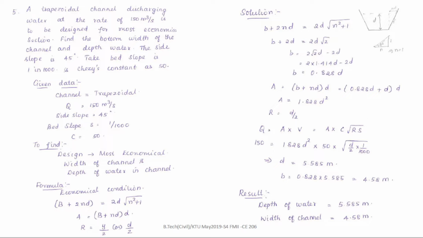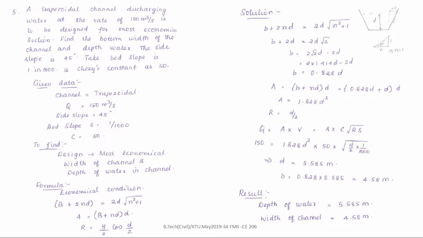So what is the given data? The channel is a trapezoidal channel. It is having a discharge Q is equal to 150 meter cube per second. Channel's side slope and bed slope is given, that we have written in the given data, and C is also given, that is also written.